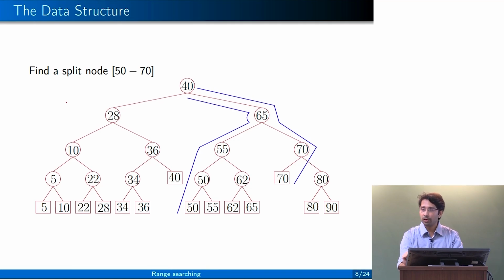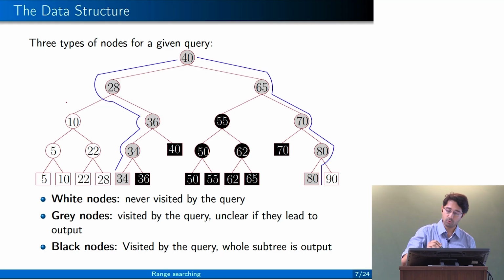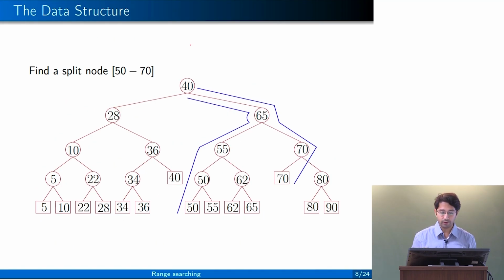So, how will my search algorithm work? First I will find a split node. What is a split node? A split node is where the left value and the right value split into two different subtrees. Here in the previous example, the split node was 40, but here when I am looking for 50 to 70, 65 becomes my split node. From 65, the left search will take one path and the right search will take another path.